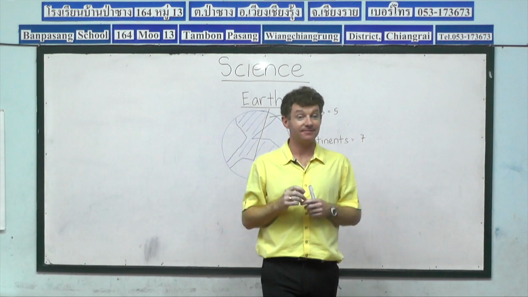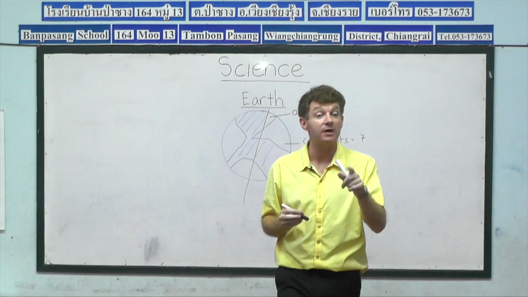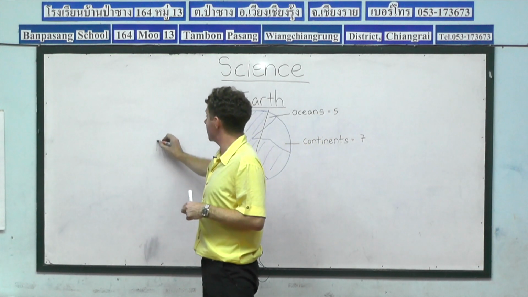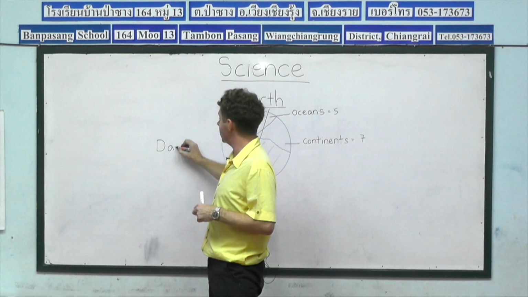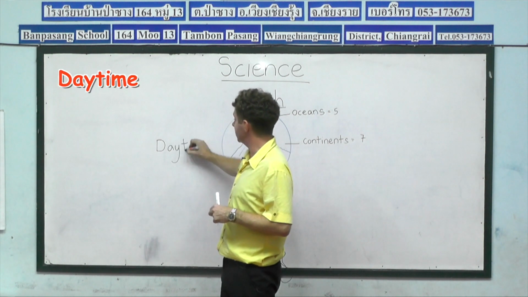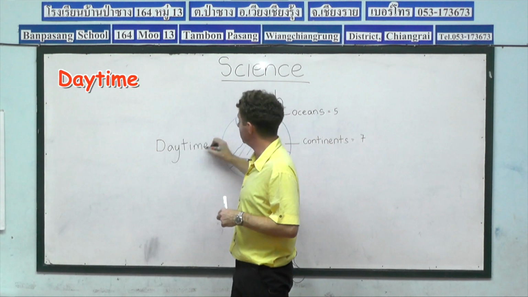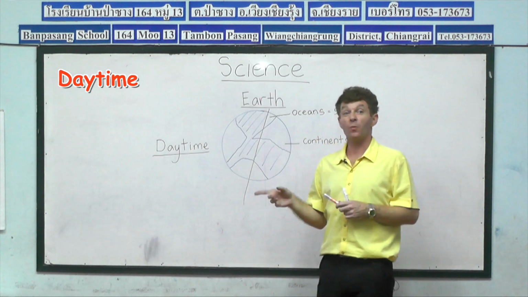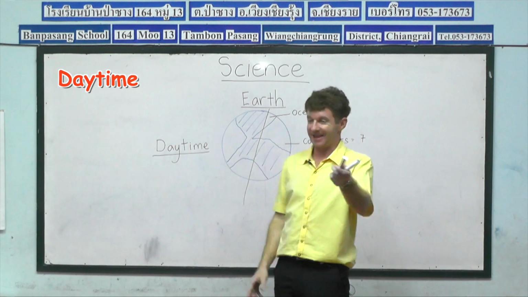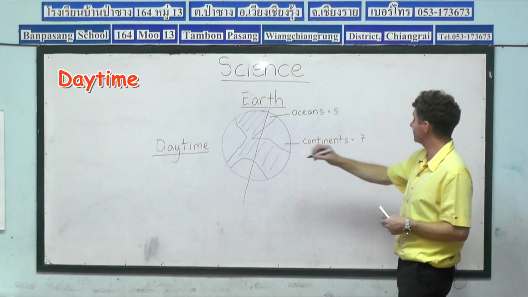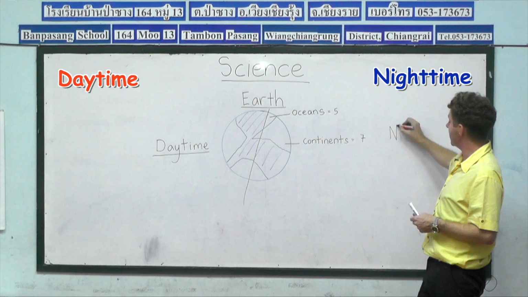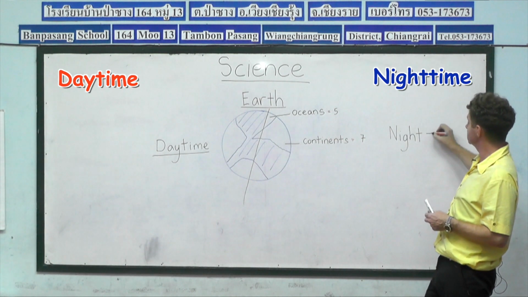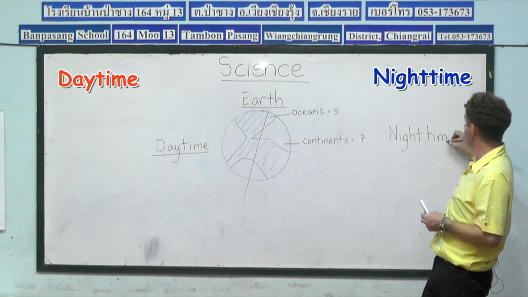daytime. Yes, when it's light outside, we call it daytime. And we spell daytime D-A-Y-T-I-M-E. Daytime. And what about when the sun sets? Excellent. We go from daytime to nighttime. N-I-G-H-T-T-I-M-E.